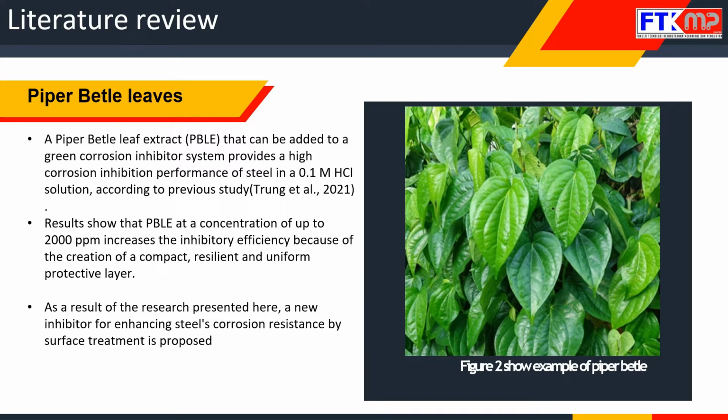Next is piper betle, or in Malaysian culture we call it daun sirih. A piper betle leaf extract that can be added to a corrosion inhibitor system provides a high corrosion inhibition performance of steel in a 0.1 mole hydrochloric acid solution, according to a previous study. Results show that piper betle leaf extract at a concentration up to 2000 ppm increases the inhibitory efficiency because of the creation of a compact, resilient, and uniform protective layer.